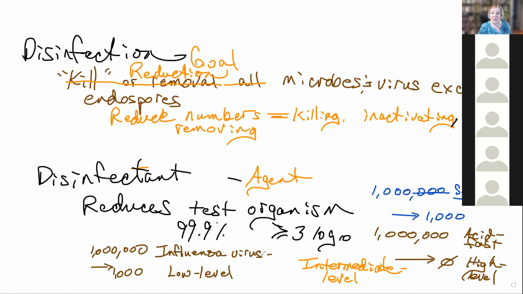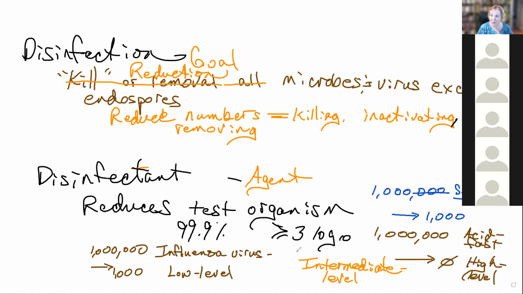So they were able to achieve a 3 log reduction of harder to kill organisms: bacteria, fungi, protozoa, and harder to inactivate viruses. Any of those would be intermediate level. So we're looking at both the type of test organism and how much they were able to reduce.